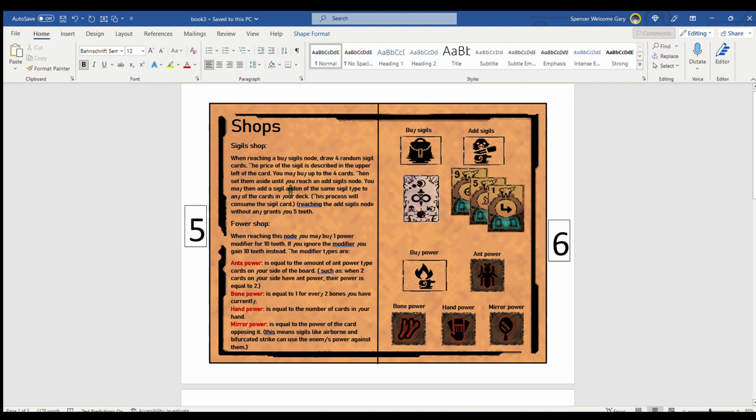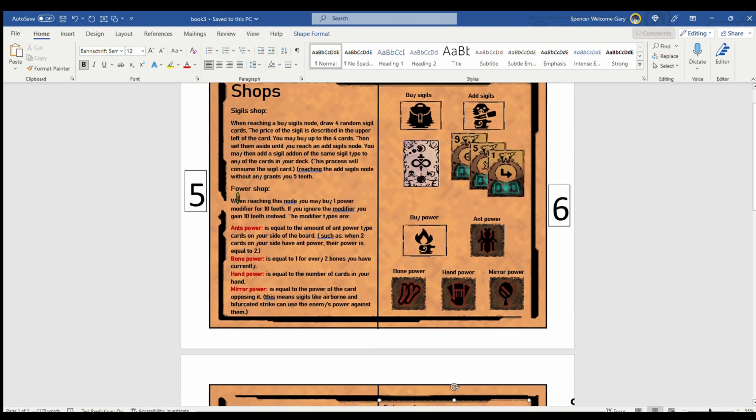Then set them aside until you reach an add sigils node, which is this. And you may add a sigil add-on of the same type of sigil to any of the cards in your deck. This process will consume the sigil card. Reaching the add sigils node without any grants you 5 teeth. Another note, crack is another one of these sigils. It's not a shop sigil, it's just a normal sigil. If you get to an add sigils node and you have sigils from a crack usage, you can add them in the same way.